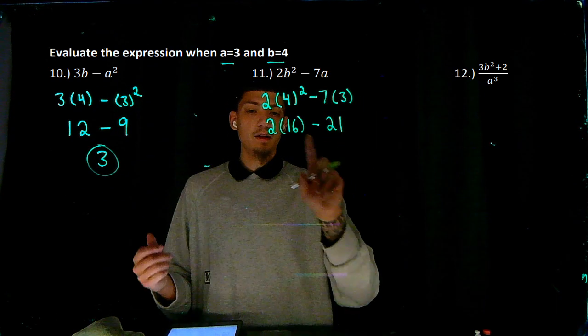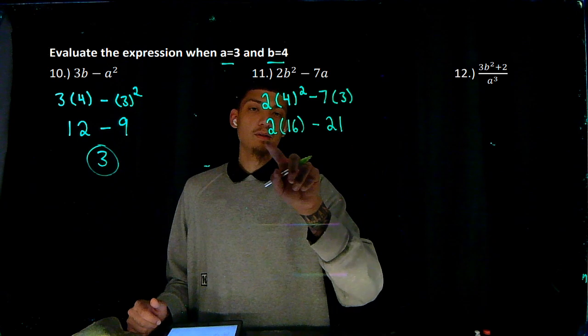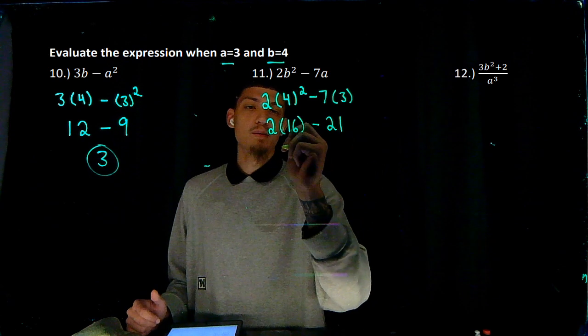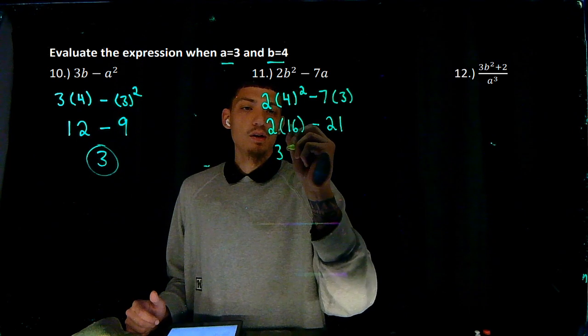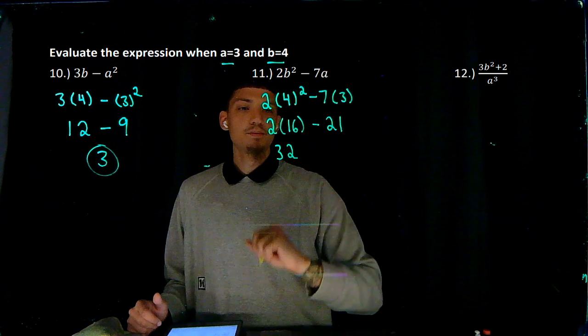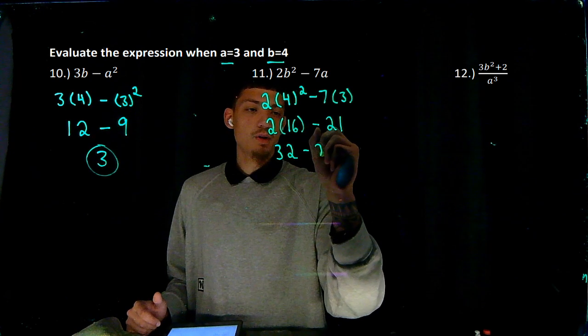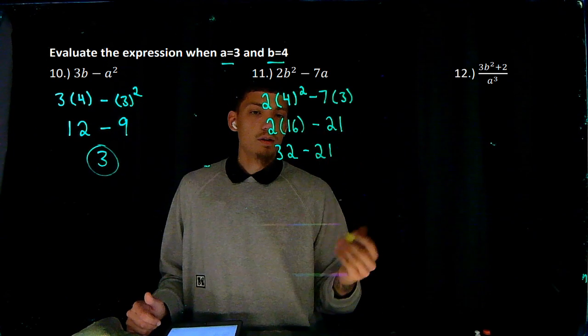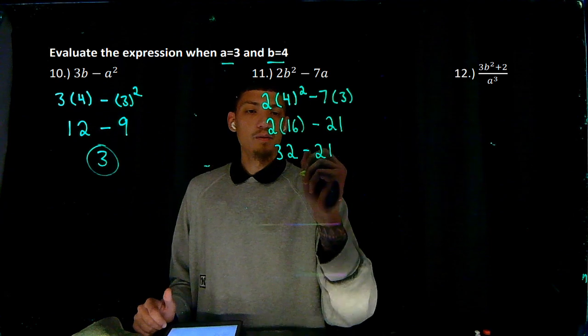And in the next step, when solving left to right, it looks like we have multiplication here. So 2 times 16, which is 32, minus 21. And then 32 minus 21 is 11.